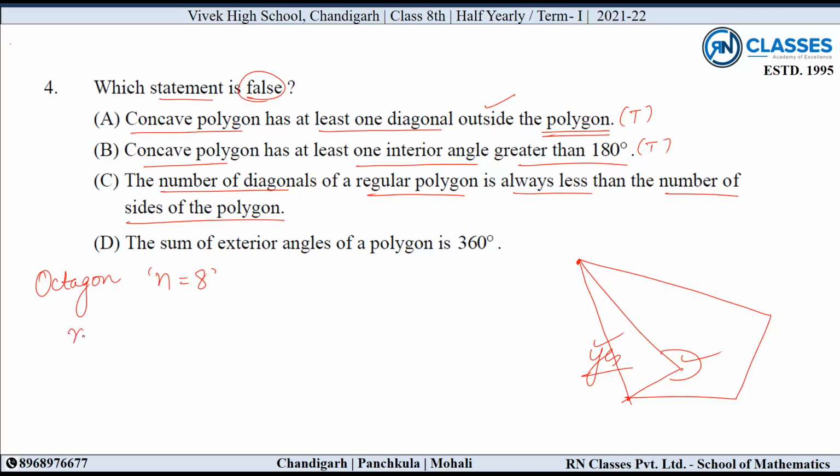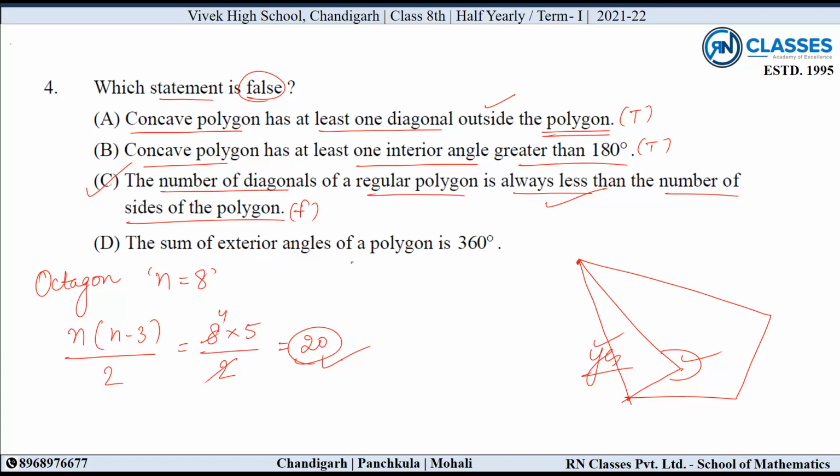How many diagonals will be there? n into n minus 3 by 2. We did this in the previous question too, right? n is 8, into 8 minus 3 is 5, by 2. So 2 4s are 8, means 5 4s are 20 diagonals. Okay, we got 20. The number of diagonals of a regular polygon is less than the number of sides. Is it less? No. This is the false statement. Answer is part C. We don't have to check part D. We have got the answer, but we'll read it again.